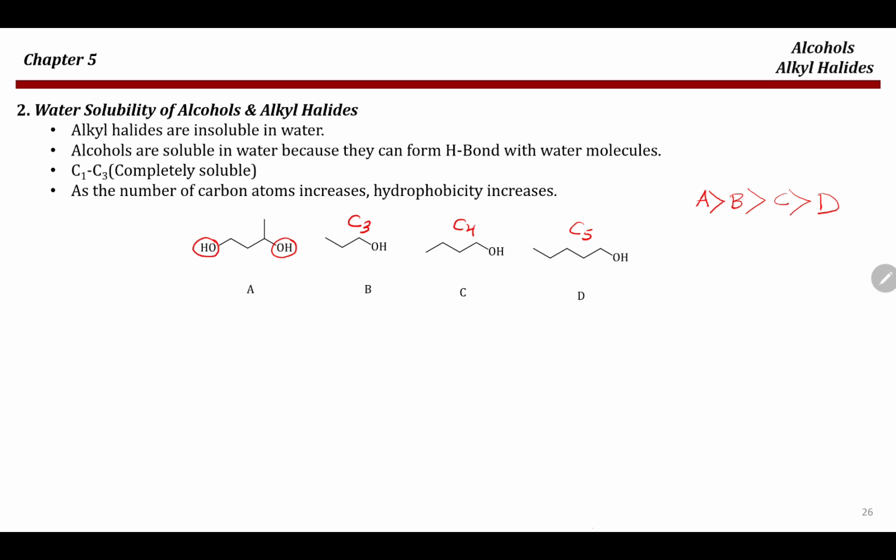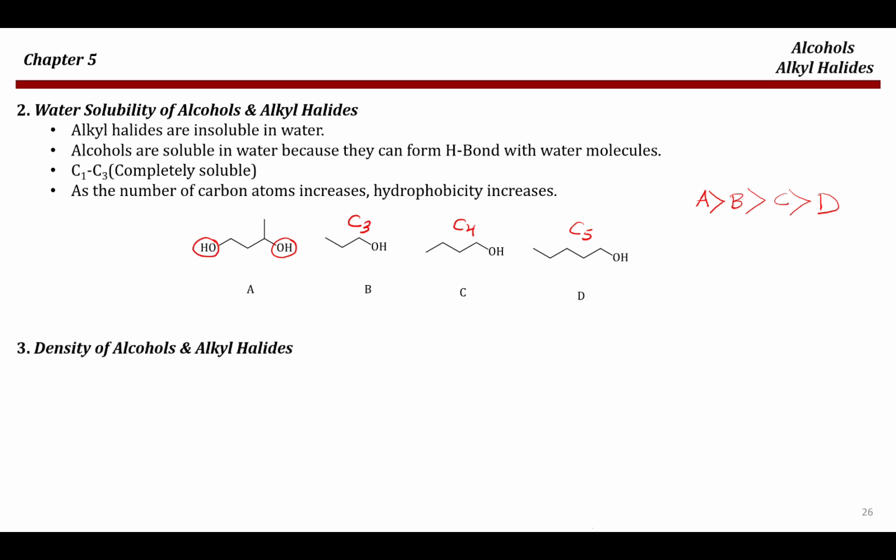So pay attention to this. The solubility and boiling point of alcohols differ in terms of the number of carbons. In boiling point, increasing the number of carbons will increase the boiling point, whereas in solubility, increasing the number of carbons will decrease the solubility.